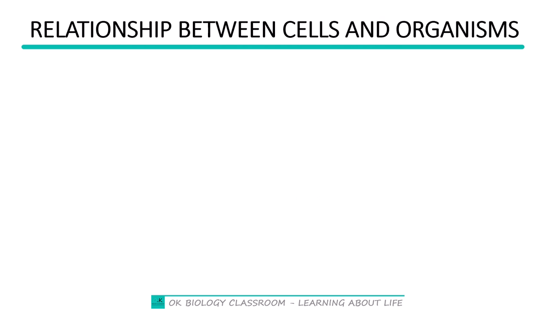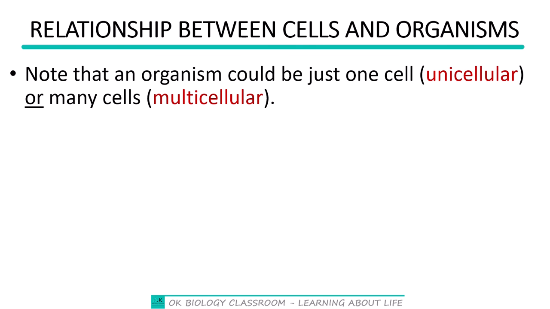Okay. Now let us try to also understand the relationship between cells and organisms. How many cells are required to describe something as an organism? Well, an organism could be just one cell, provided that one cell is able to undergo all the life processes and live independently. Independently in the sense of carrying out the life processes. So in that sense, we call them the unicellular organisms.